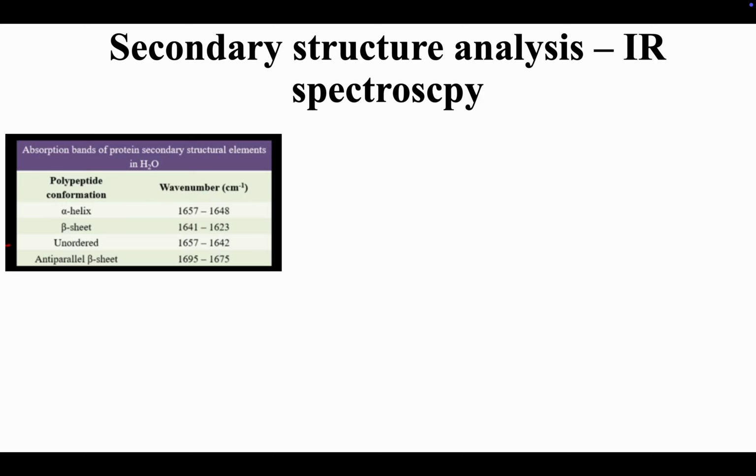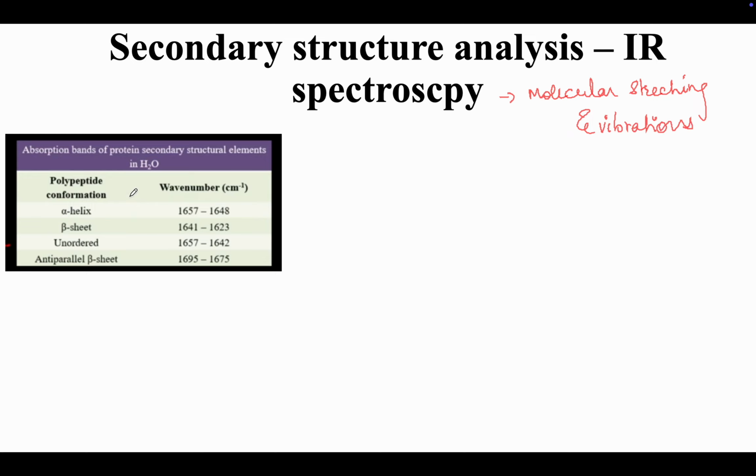So the next spectroscopy technique to analyze the secondary structures is infrared spectroscopy. In infrared spectroscopy we generally measure the molecular stretching and molecular vibrations. So IR is generally used to measure molecular stretching and vibrations.